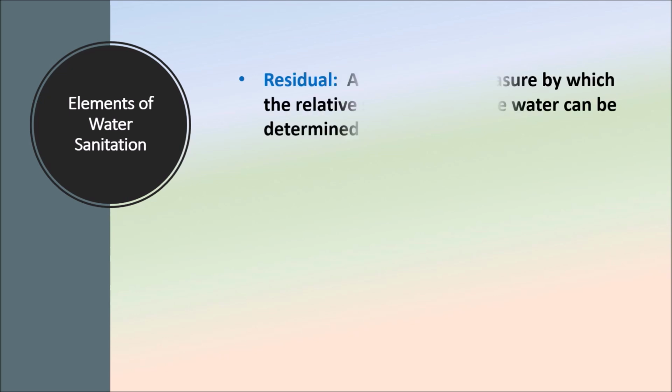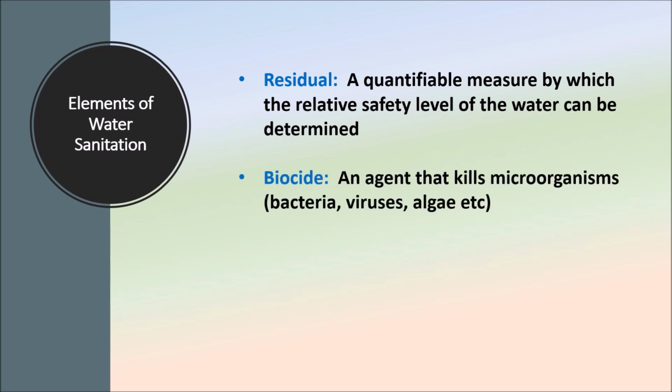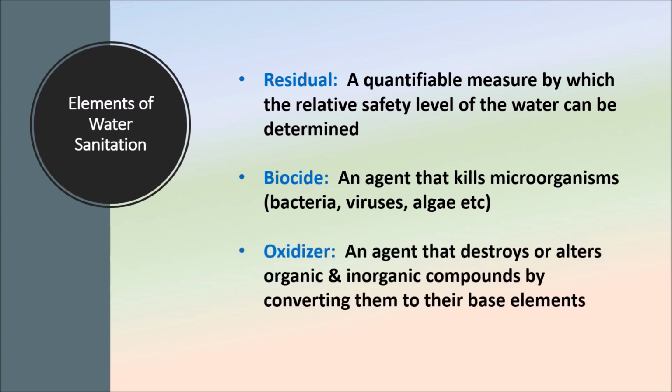Well, first it would need to be able to create a residual, some quantitative measurement by which it could be determined through some sort of testing that the water does indeed meet whatever standard is determined in order to call it safe. Next, our sanitizer would need to qualify as a biocide, something that kills living organisms and pathogens like bacteria, viruses, and algae. And last but certainly not least, our sanitizer would need to be an oxidizer, something that can transform or destroy organic and inorganic compounds, things that are typically introduced into the water by bathers, like body oil, makeup, perspiration, suntan lotion, and of course, the ever-present urine.